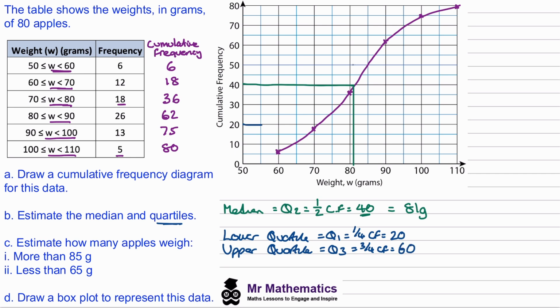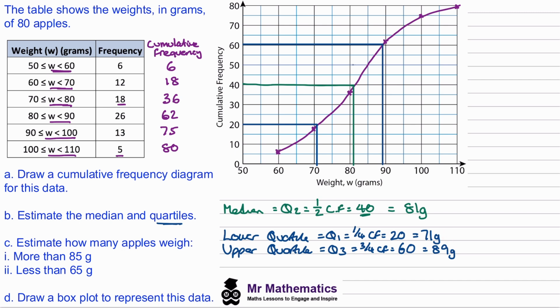So we'll draw a line from the 20 to the curve. We'll go down from the curve. And we can see we get about 71 grams. And then for the upper quartile, we'll draw a line across from 60 to the curve, and then down to the weight. And this will be approximately 89 grams. So we've got the median and the quartiles here.